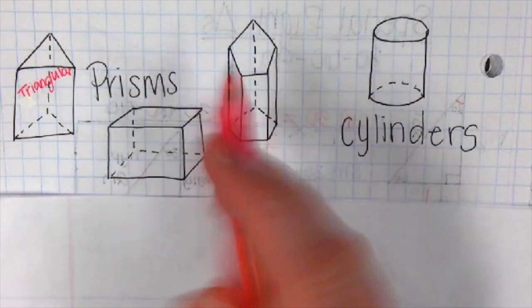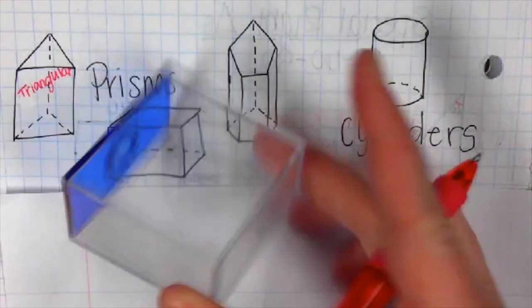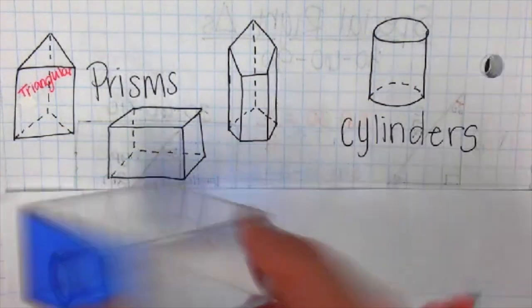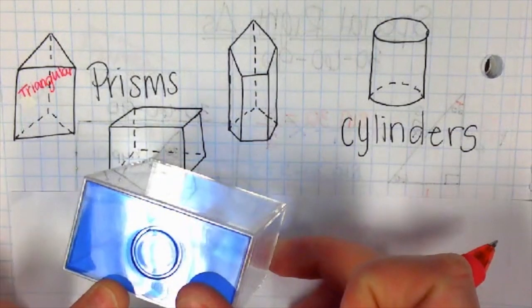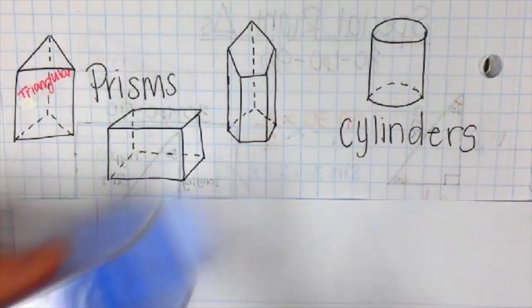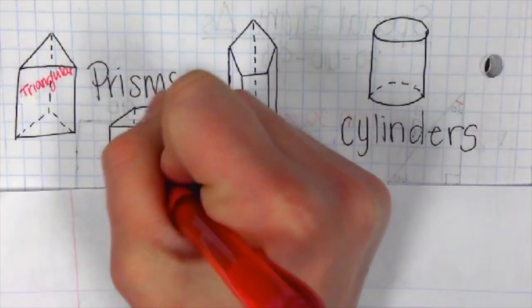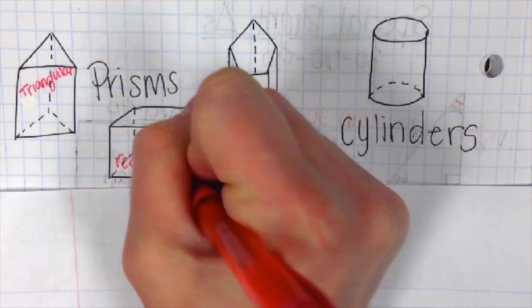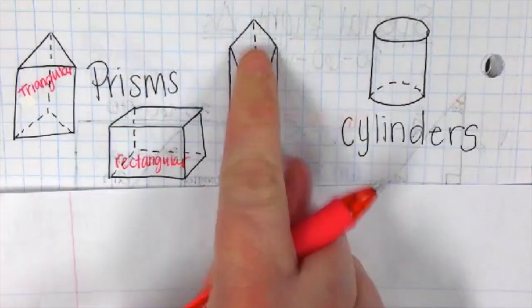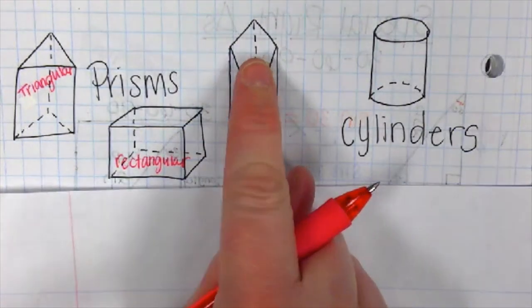This one right here is a rectangular prism. Notice the base is a rectangle, and actually all sides are rectangular. So it's a rectangular prism.